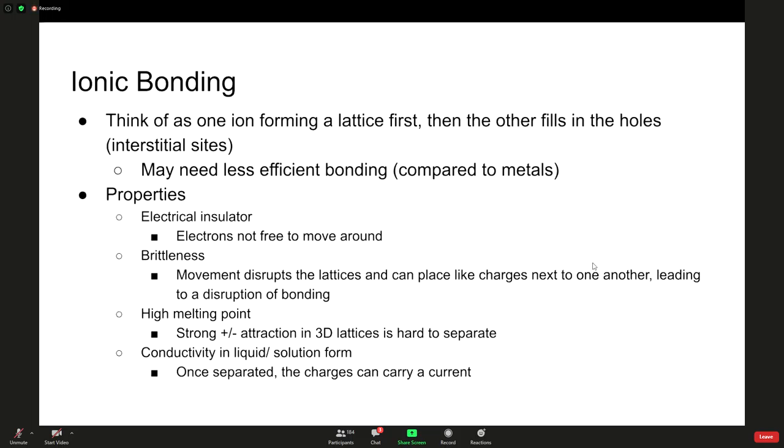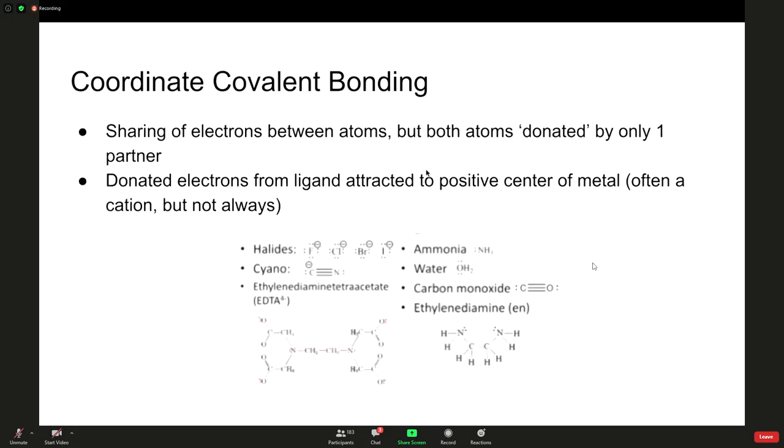And then the high melting point is just due to the strong positive and negative attractions in that lattice, the strong Coulombic interactions that make it hard to separate. However, when it is in liquid or solution form, where we have just the ions free floating, that can allow for conductivity because the charges can then carry a current. Okay, and then next slide.